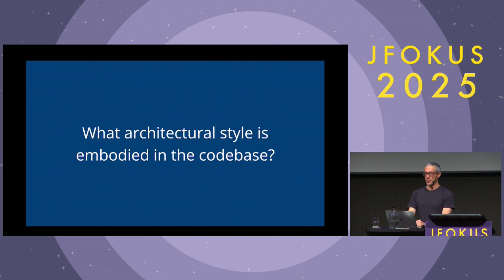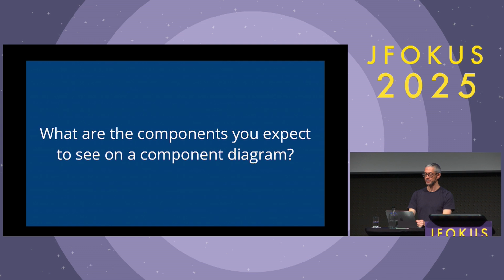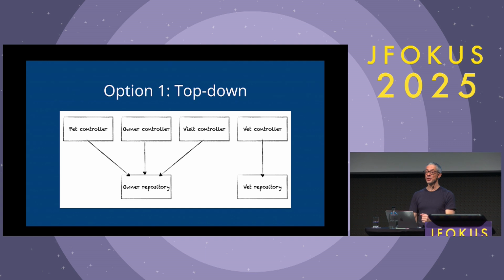So what you have to ask yourself is, what architectural styles are embodied in the code base, and what sorts of rules, principles, standards and conventions have we adopted as a team, and hopefully they are all the same. What I'm basically saying is, what components do you expect to see on a component diagram? You have to have an idea of the components you expect to see before you can go through this entire process. And you have 2 options to do this. You can either do top down or bottom up.